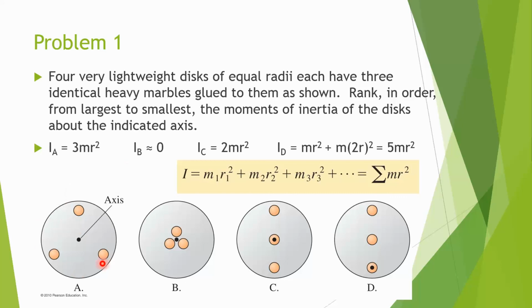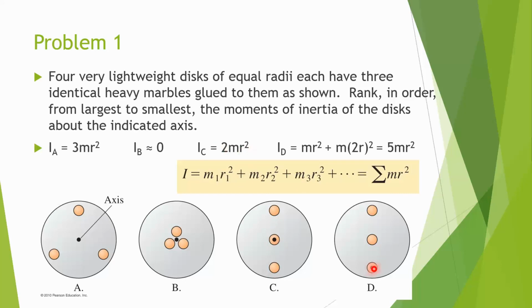So for A, our moment of inertia is the sum of all of these masses. So we're going to have mr squared plus mr squared plus mr squared. So our moment of inertia is 3mr squared. For B, we can say its moment of inertia is approximately 0 because the radii are pretty small. So the inertia of B is going to be the smallest one. For C, this object in the center definitely doesn't contribute to the moment of inertia. Only these two do. So we have mr squared plus mr squared, and that gives us 2mr squared.